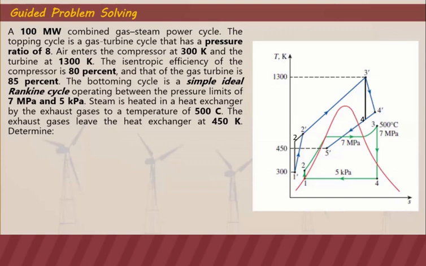So we need to use this efficiency later on to get the actual value of enthalpy at the points. The bottoming cycle is a simple ideal Rankine cycle, as you can see here, operating between the pressure limits of 7 megapascal and 5 kPa. The steam is heated in the heat exchanger by the exhaust gases to a temperature of 500 degrees Celsius. That's why we have here 500 degrees Celsius at the entrance of the turbine.